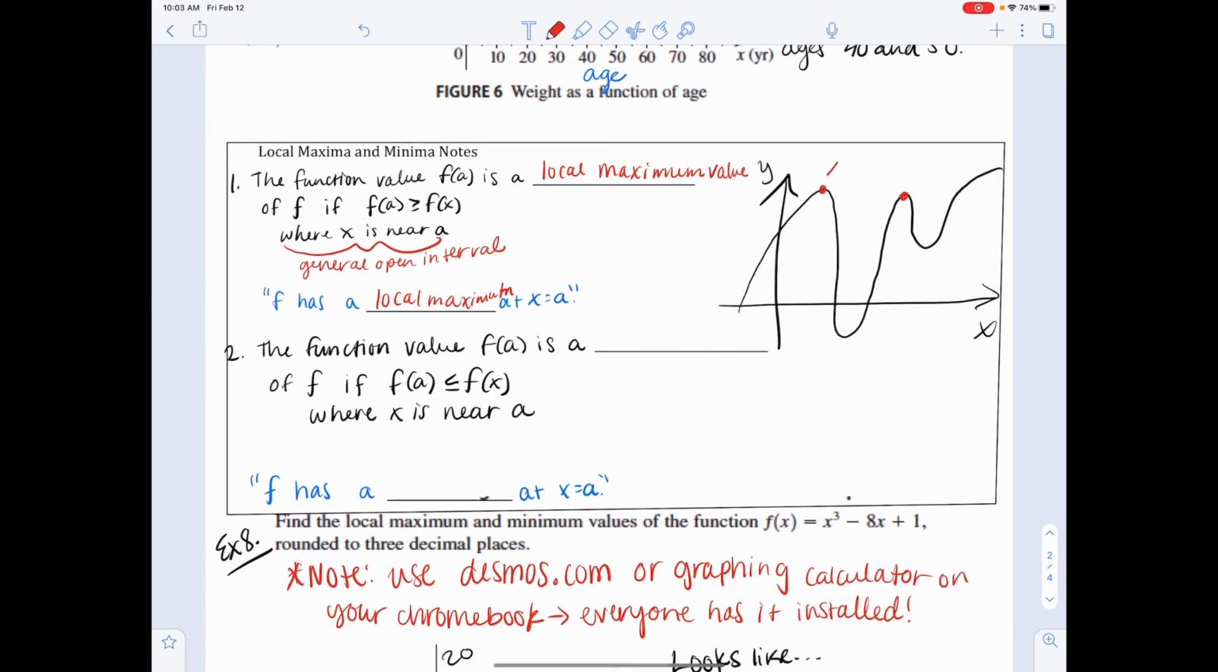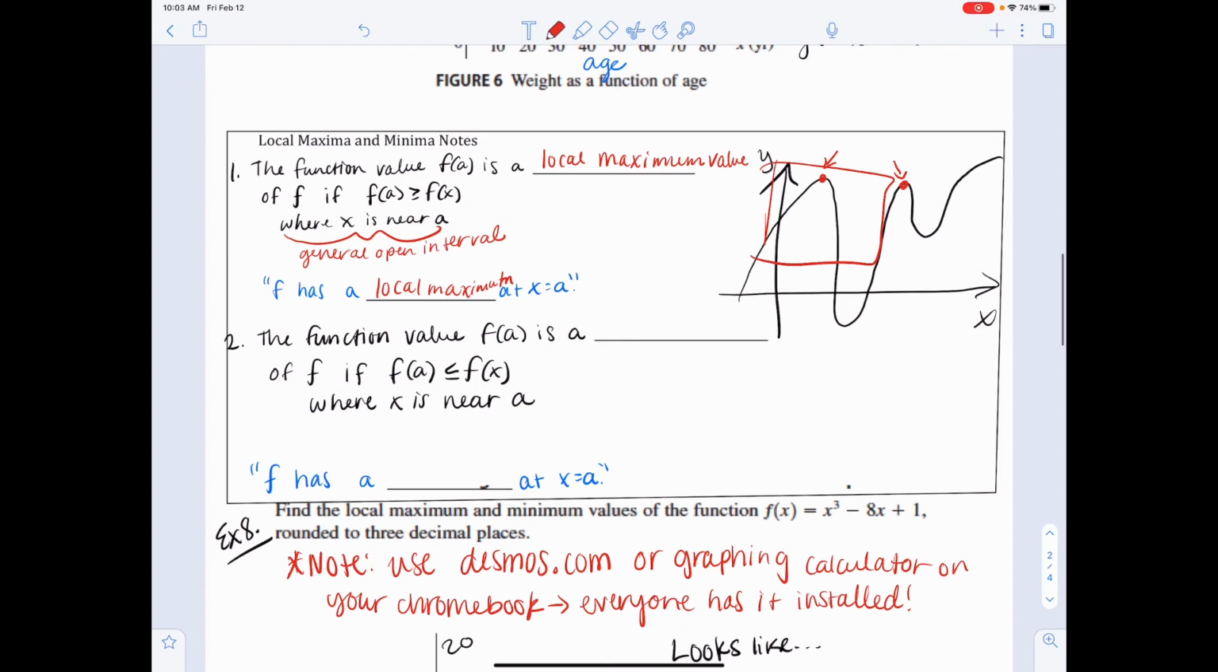Even though this one is higher than this one, it doesn't matter. In their relative area, like in this relative spot, this one's a local maximum, and then in this relative spot, this one's a local maximum. Okay, so those are our local maximum points.